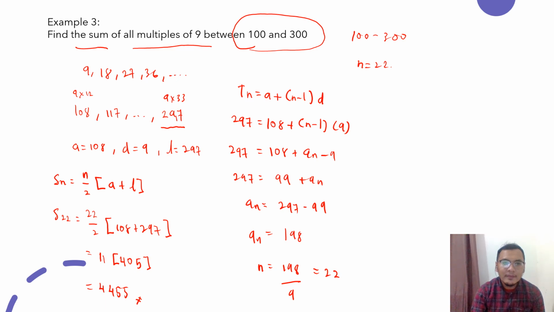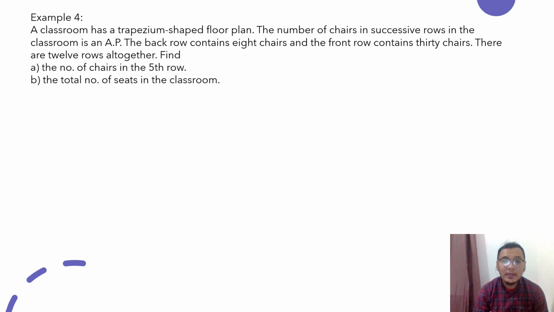Okay, let's go for the last example for today. Are you guys still okay? Okay, that's good. For the last example for today, which is the problem solving regarding this subtopic, arithmetic progression. Okay, a classroom has a trapezium shaped floor plan. Okay, just assume that this is the whiteboard, and this is the shape plan, trapezium shape floor plan. Okay, trapezium, just like this.